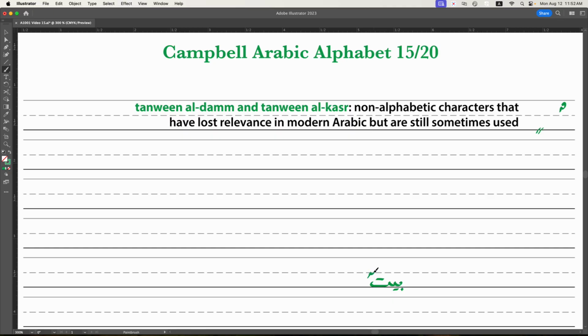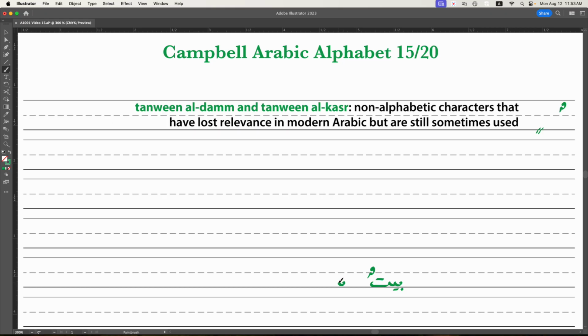So if I take the word beit, a house, and I put tanween ad-damm after it, I get beitun. Beitun. Now, no one says this in everyday speech. The only time anyone would ever say this is if they're reciting a religious text or pretending to be really pompous on purpose, or reciting poetry. So all I want you to be able to do is to recognize this character. He can only go on an indefinite noun, and he basically means he's the subject of the sentence.